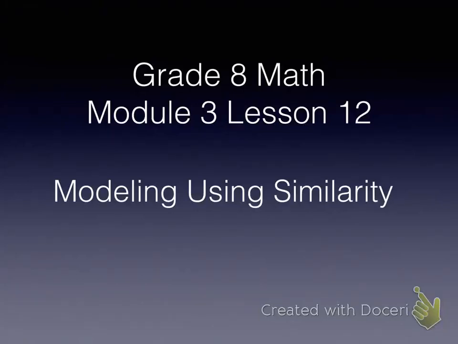Okay, this is lesson 12 of module 3. This will be the last lesson in module 3 before the end of module assessment. Lesson 13 and 14 we will do after the end of module assessment, and they're not included in it. They're another 2 Pythagorean theorem lessons. So this will be kind of the culmination of what we've learned about similarity.